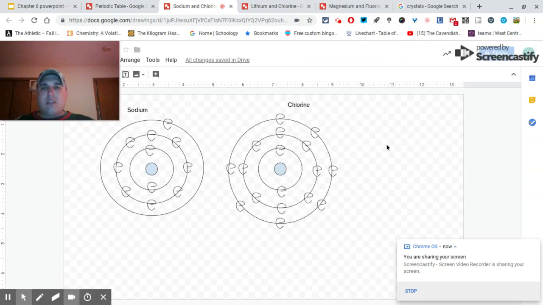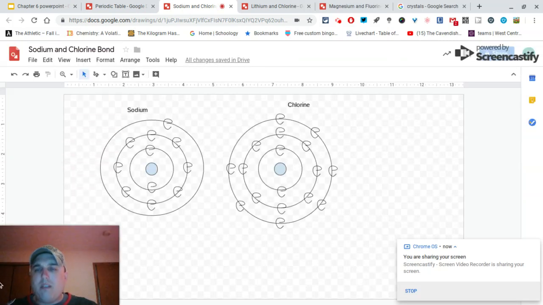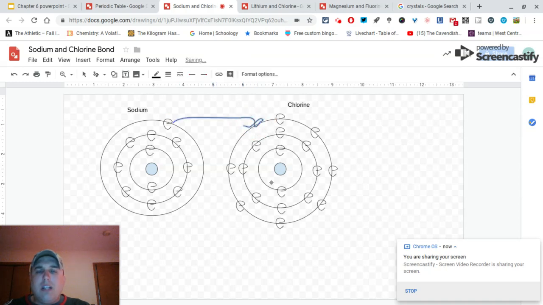So I have pictures of these 2 Bohr models prepared. We have sodium, we have chlorine. Sodium, not happy, has 1 valence. Chlorine, not happy, has 7 valence. So here's what is going to happen. This electron from sodium is going to travel over and take that place right there on chlorine. So that electron is going to go there and stay there. Sodium is going to give the electron to chlorine.